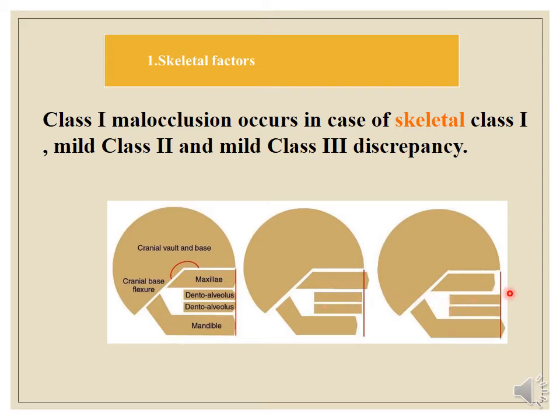The opposite is here. The maxilla is slightly retruded and the mandible is slightly protruded, but the dentoalveolar relationship is still Class 1. This can be explained by what is called dentoalveolar compensation, which means the teeth move in such a way as to hide the disproportion between the jaws. So in cases of mild Class 2, we may expect the upper teeth to slightly protrude and the lower teeth to slightly protrude, so at the end we will have a normal occlusion. And the opposite will happen in cases of mild Class 3 discrepancies.